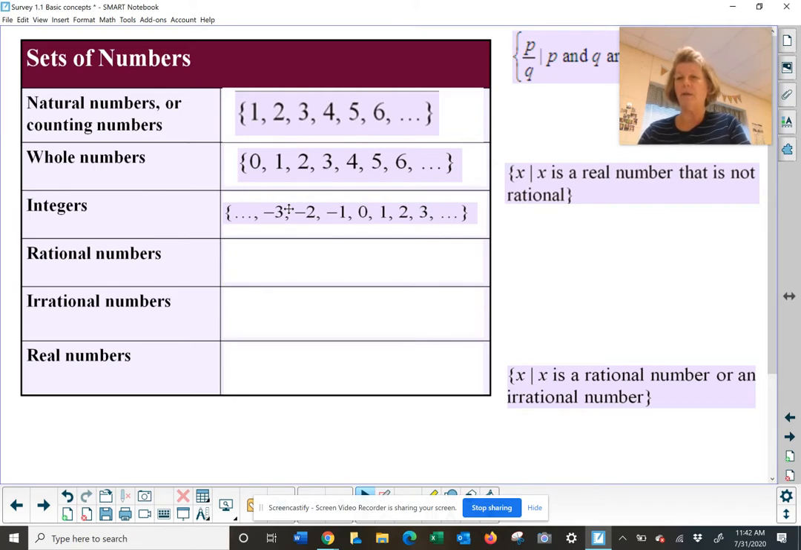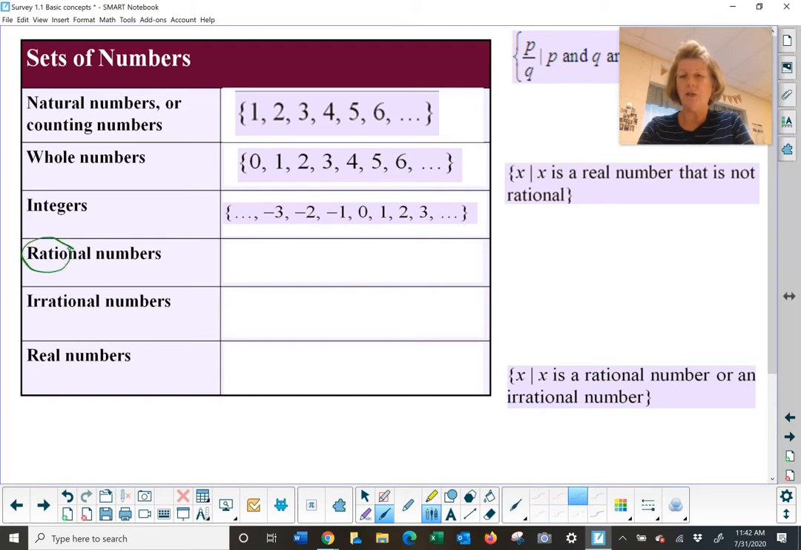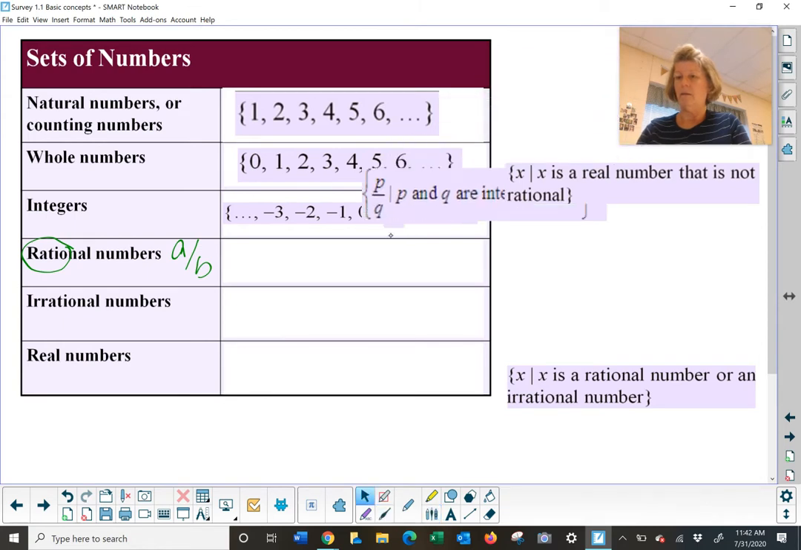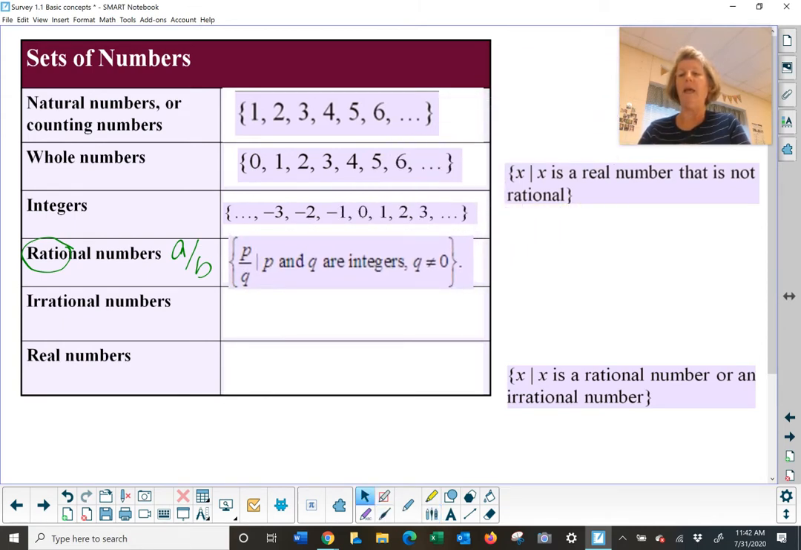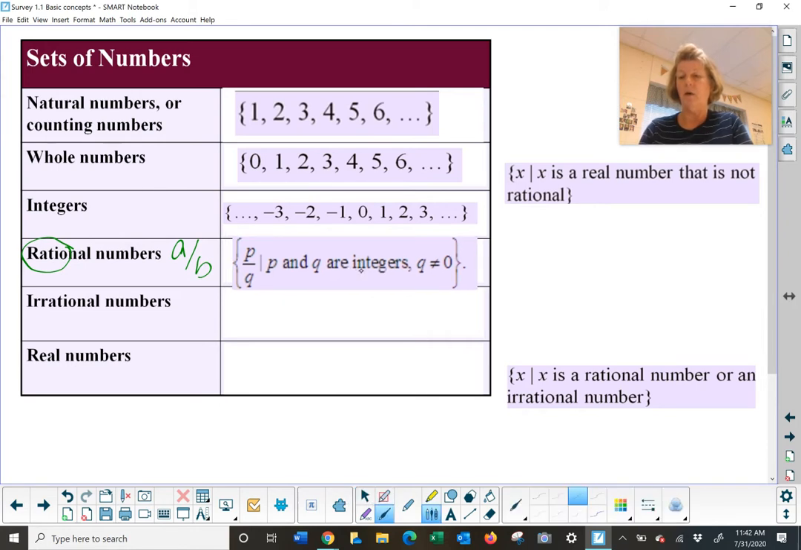The rational numbers, let me get to my pen here. The rational numbers have the word ratio in them. And these are a ratio of two things. So when we think of ratio, we think of a fraction, right? And that is P over Q, where P and Q are integers. So what does it refer to when it says integers? Well, it's meaning that they're one of these type of numbers.